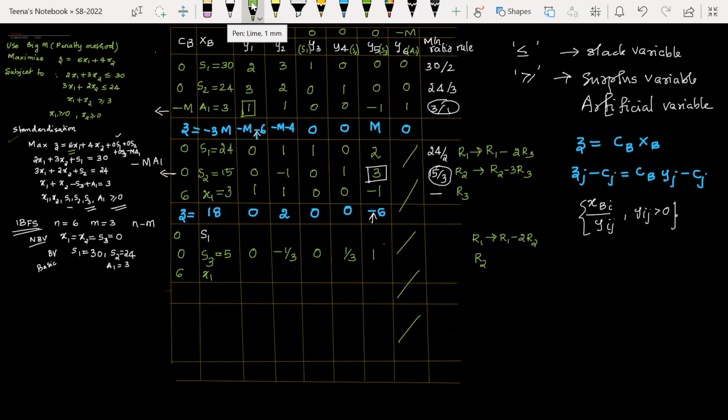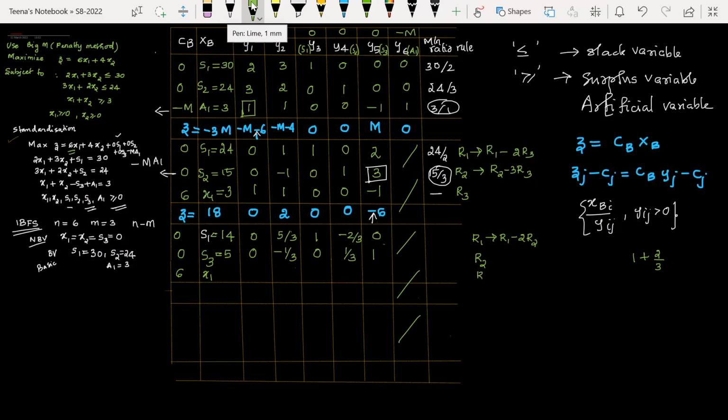R1 minus 2R2 will make this 2 minus 2, and hence it is equal to 0. So we have 24 minus 2 into 5, 24 minus 10, it is 14. Then we have 0 minus 0, then we have 1 minus 2 into minus 1 by 3. So 1 plus 2 by 3, so we have 5 by 3. Then we have 1. Then we have 0 minus 2 by 3, so we have minus 2 by 3 here. Then we have 0 here. 2 minus 2, it is 0.